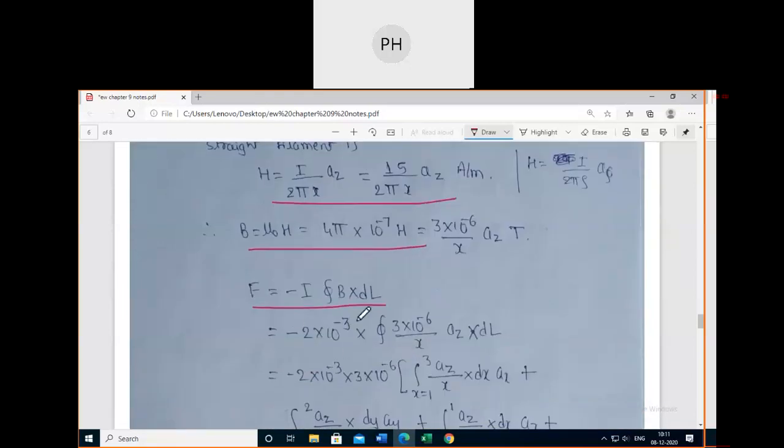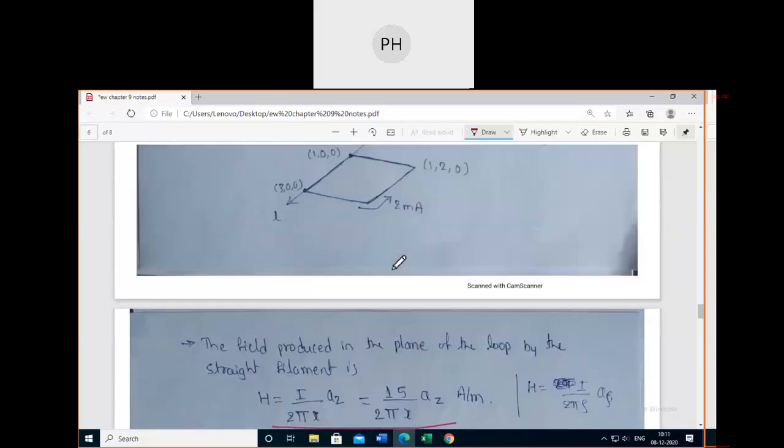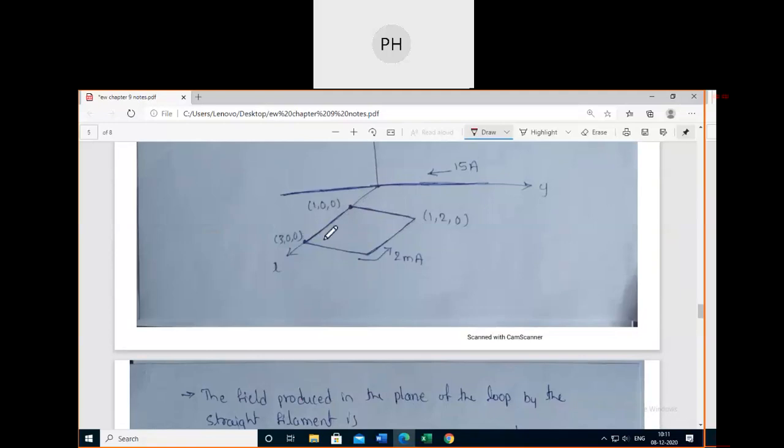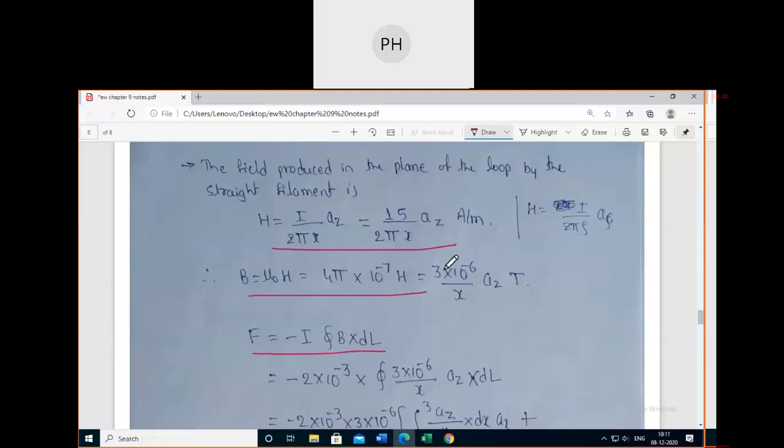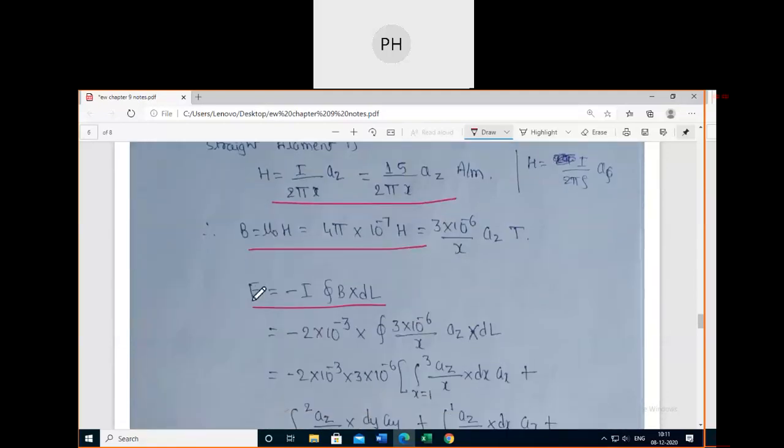First we'll see what the equation is with respect to line charge. One of the lines is from here to here, another line is this one, then the third line and the fourth line. So in total 4 lines we have to add. For that, the equation is F is equal to the closed integral of I B cross dl, or you can write it as minus I times the closed integral of B cross dl. Any one equation you can write.